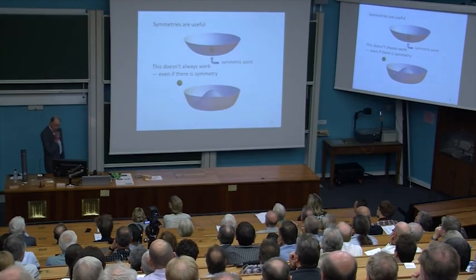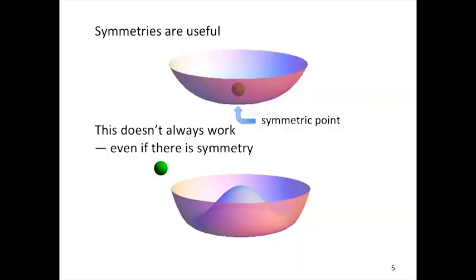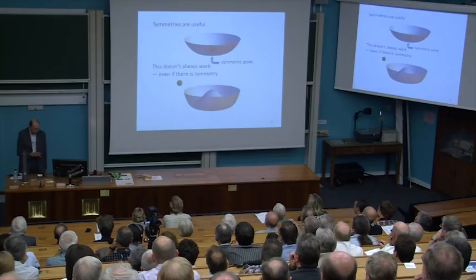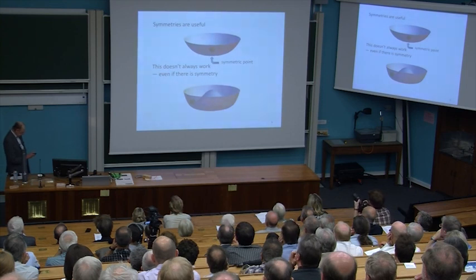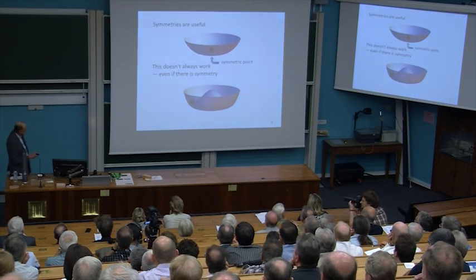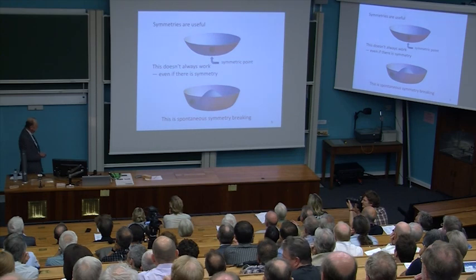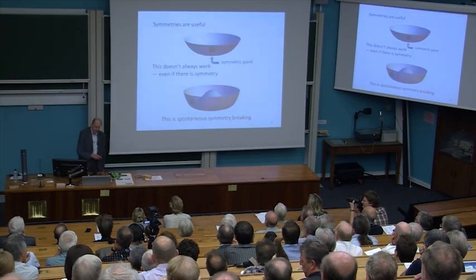But even if there is a symmetry, it doesn't always work. For example, suppose we had a bowl that's shaped like the base of a wine bottle. Then you throw a marble into it, it's not going to end up sitting on the top of the hump in the middle. It's going to end up somewhere around the circle where the lowest point lies. And that is an example of spontaneous symmetry breaking.